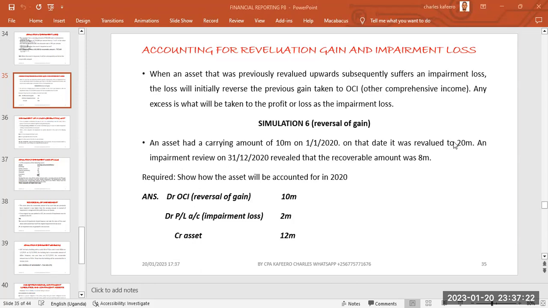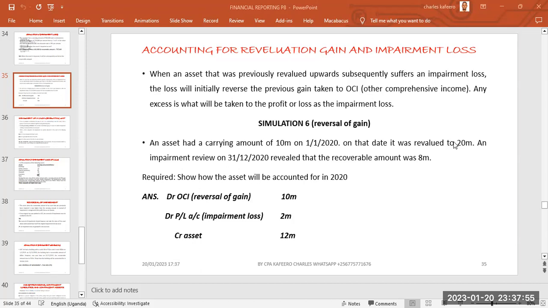So from that last bit, we are seeing that the asset is now going to be reduced in value. Remember, the new carrying amount, which is the valued amount, is 20 million. But as of 31st December, they are saying that the recoverable amount has changed to 80 million. It means there is a general fall in the value of the asset, which is accounted for by an impairment loss.